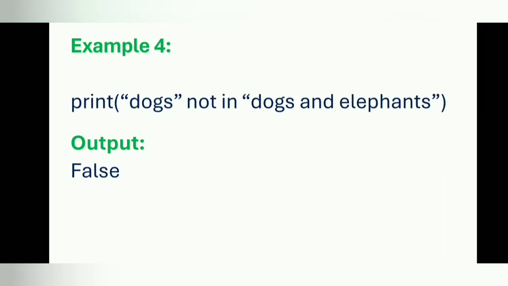Example 4. In this example, the not in operator returns Boolean value false because the substring value dogs is found in the given string value dogs and elephants. The not in operator returns false if a substring is found in a given string. It is true otherwise.